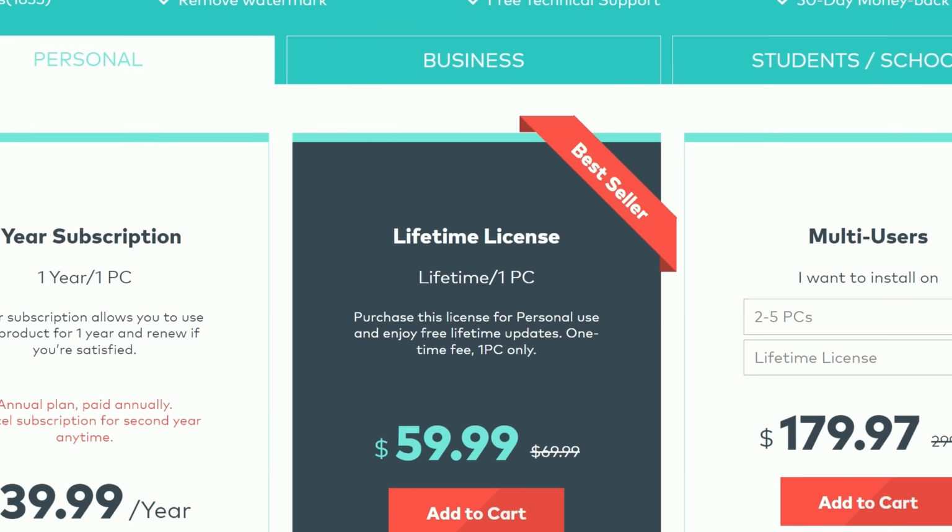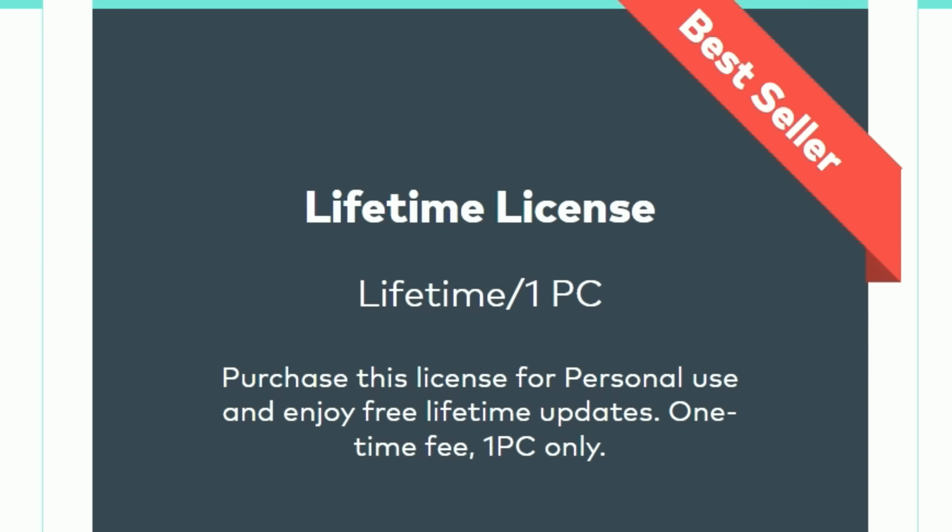These lifetime licenses meant that I had to pay more money up front, but that meant I would have access to all the future software updates down the road. It said so right on the website, until now.